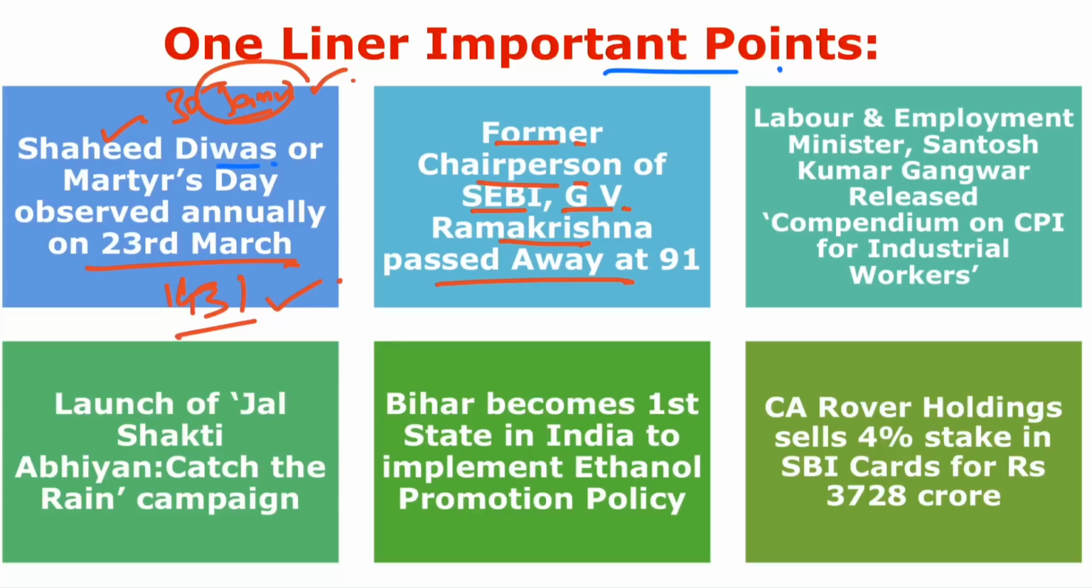Ramakrishna passed away at the age of 91. You just have to remember the name of this person, G.V. Ramakrishna, and he was chairman of SEBI from 1990 to 94 when the Prime Minister was P.V. Narasimha Rao and Finance Minister was Manmohan Singh.